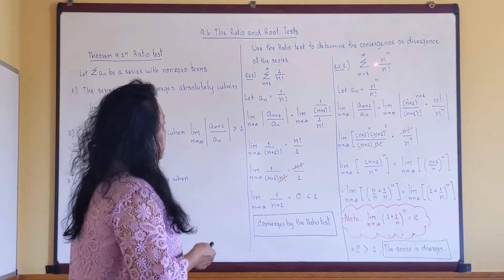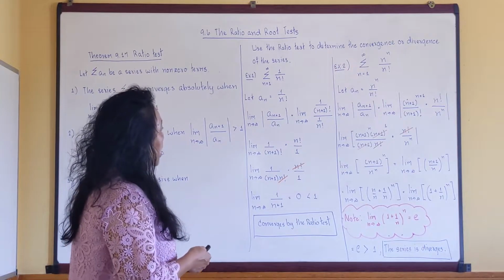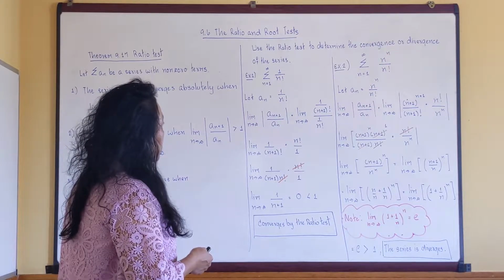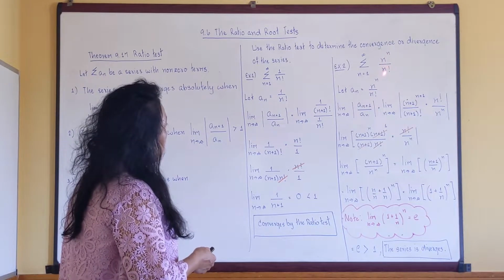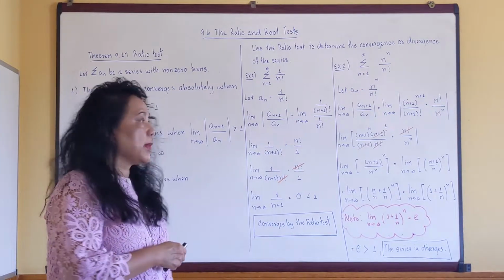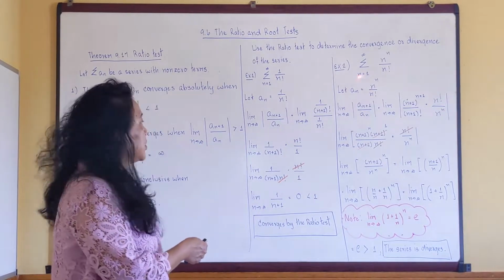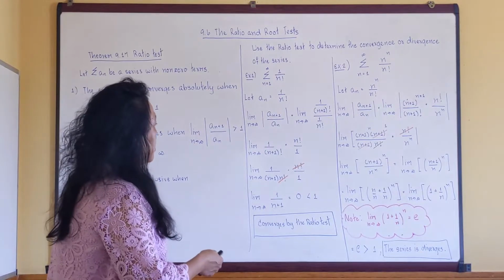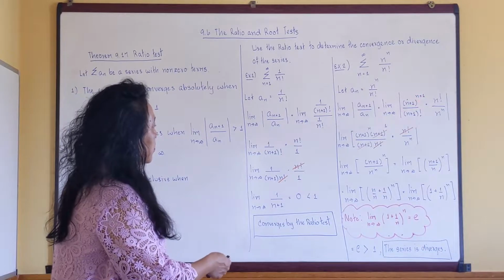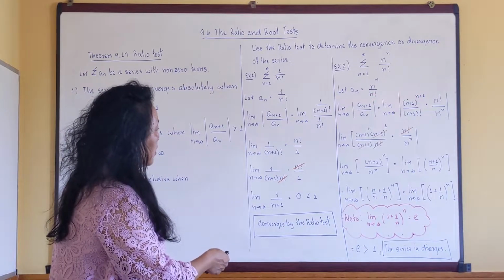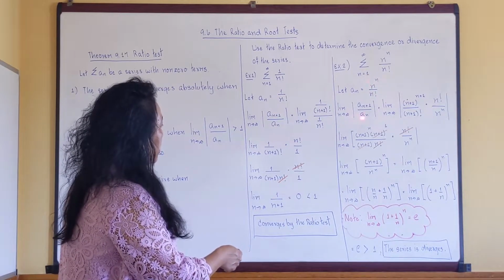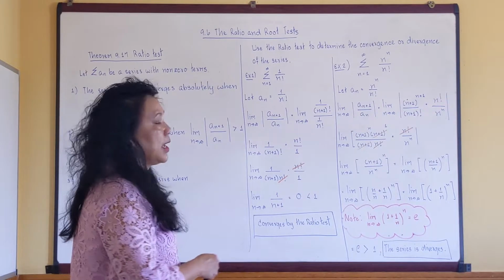Now let's look at example 2. I have sigma n equal to 1 to infinity, n to the n divided by n factorial. This is my a sub n. For a sub n plus 1, wherever you see n, you replace it by n plus 1. So you're going to have n plus 1 to the n plus 1, and on the bottom, instead of n factorial, you're going to have n plus 1 factorial. My a sub n is the same, but because of division, I take the reciprocal. Then I have this term.